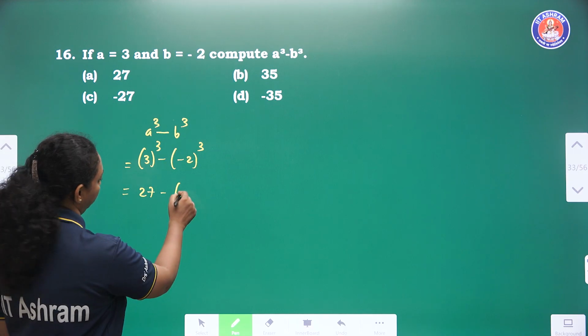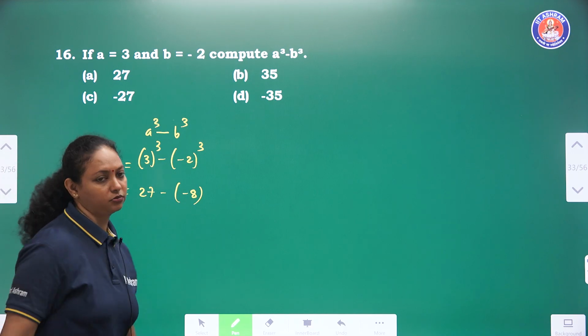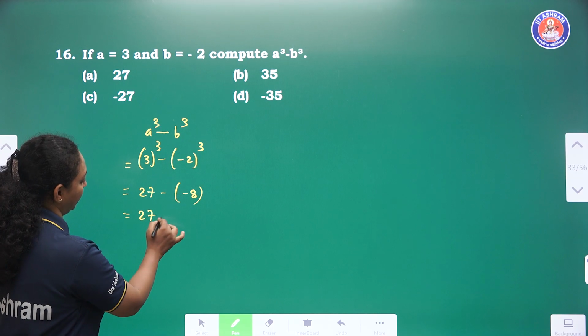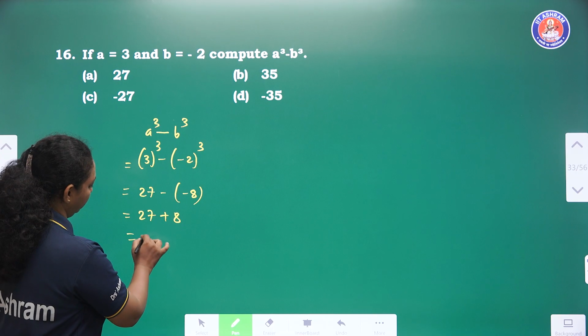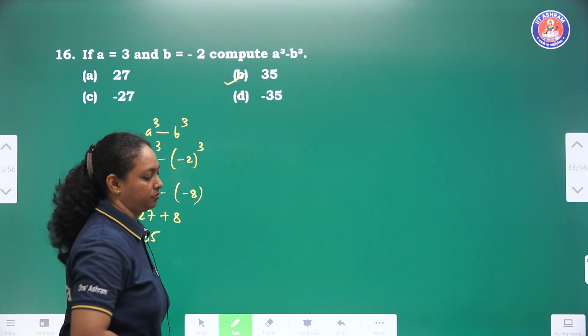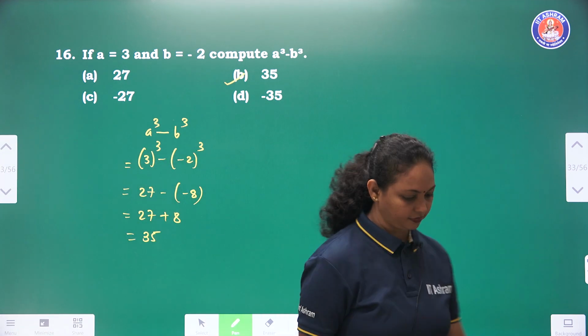So a negative number repeated an odd number of times, the product is also negative. So it is 27. Now this minus becomes plus. So 27 plus 8 is what? 35. So which option is correct? B option, that is 35. Clear?